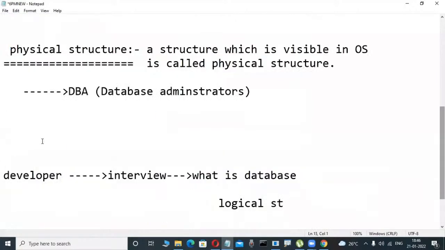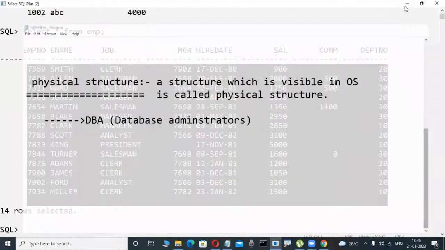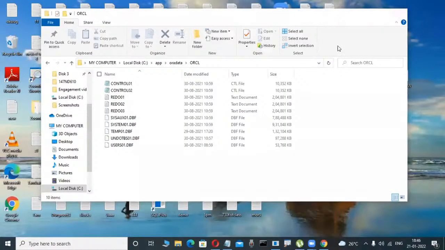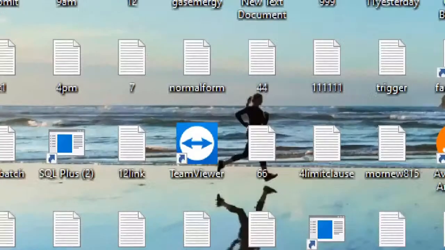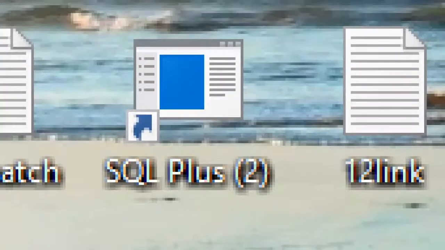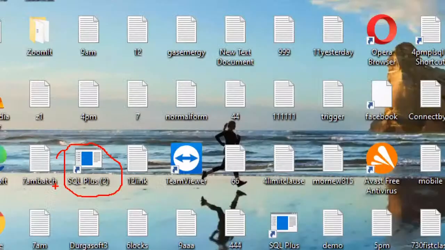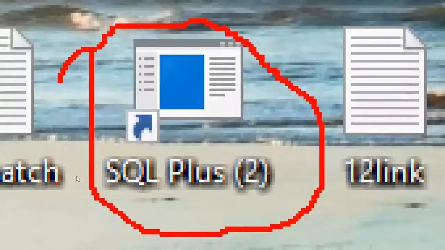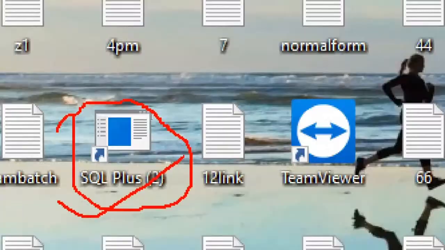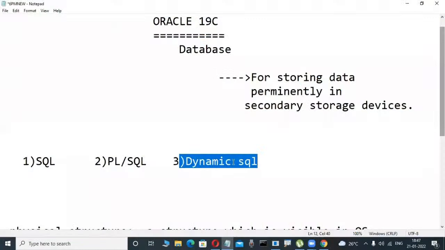Now check it out. Observe my screen. I'm installing Oracle. What is this? SQL Plus is there. SQL is a language, you have an idea. PL/SQL is a language, some coding is there. Dynamic SQL is a language. Daily we are writing code.